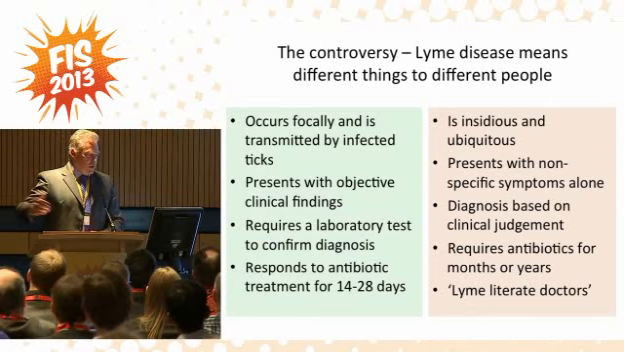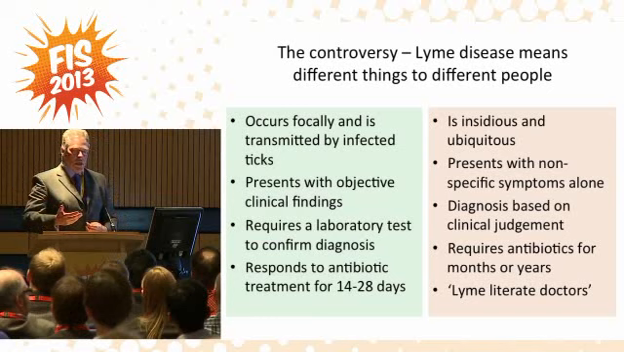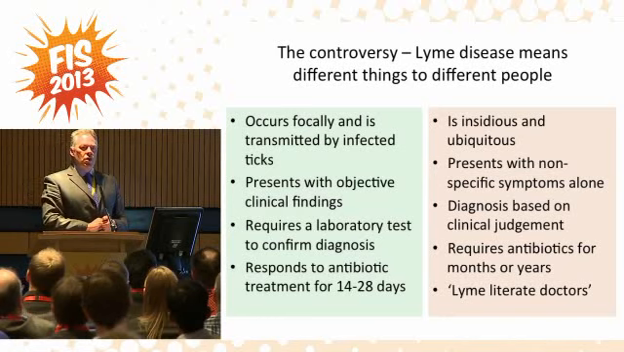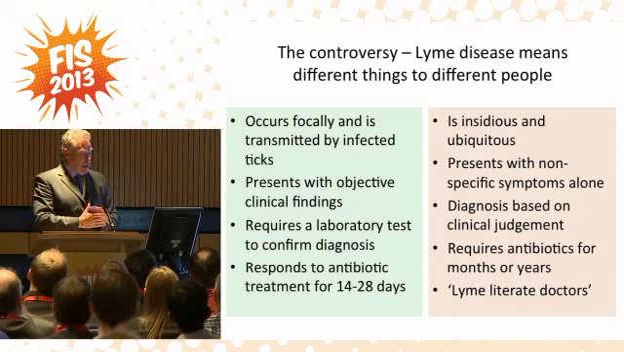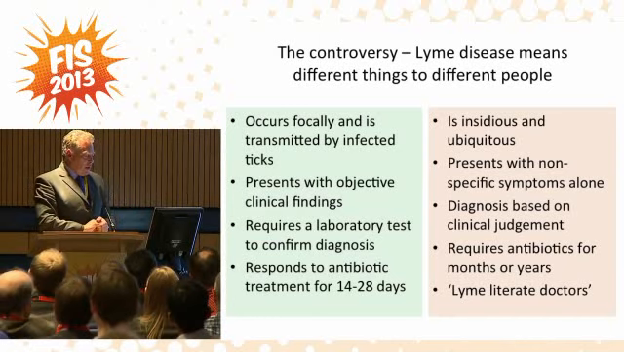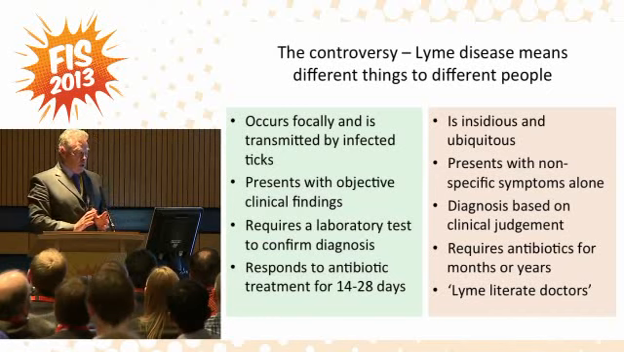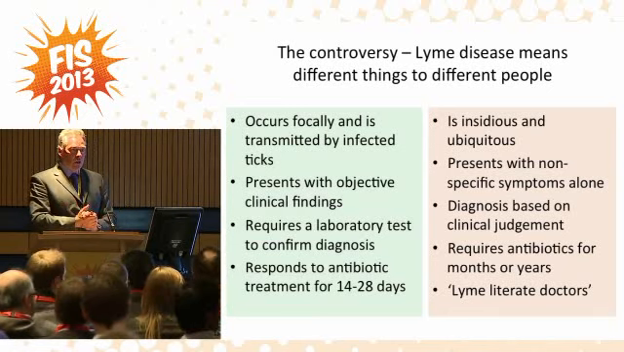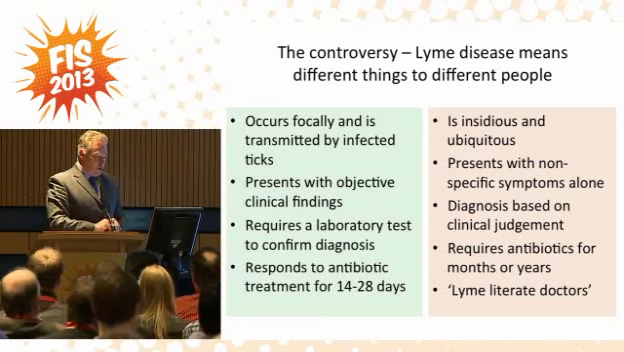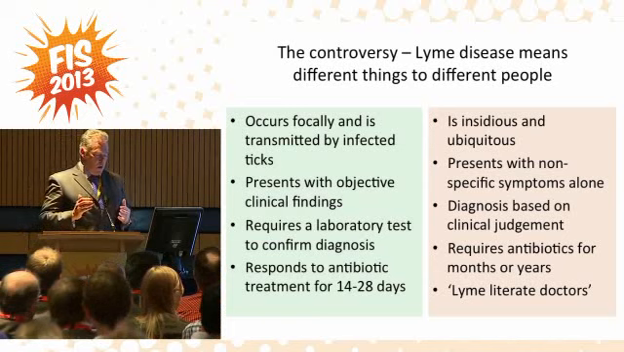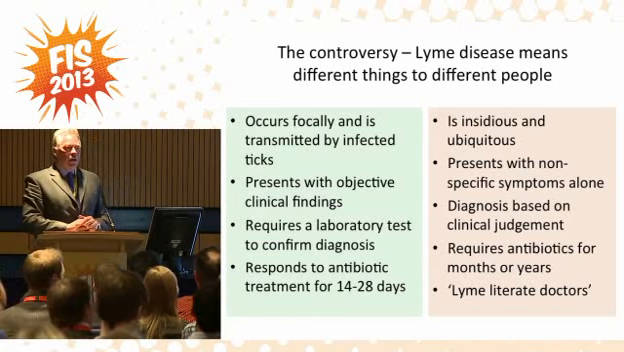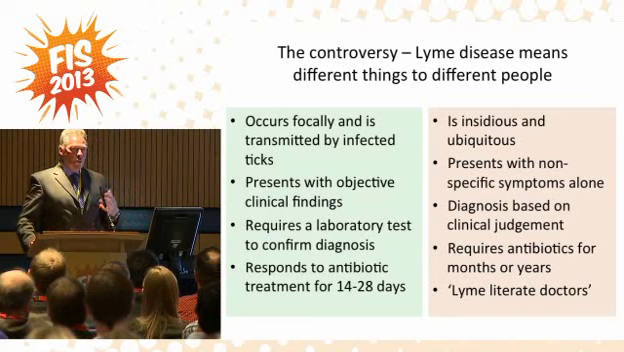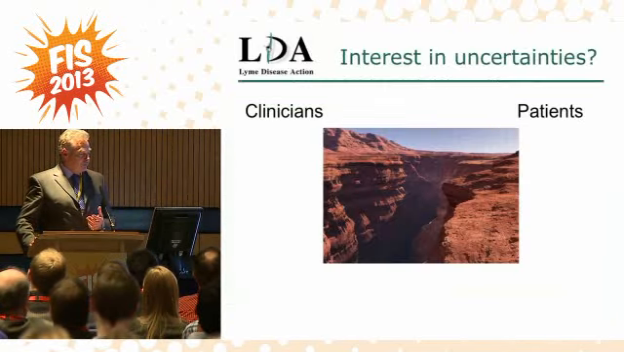But there is another view, the parallel universe view of Lyme disease, which is that this disease is insidious and ubiquitous. It occurs everywhere. It may not even be transmitted by ticks. There are some views that it could be transmitted by other arthropods, and indeed possibly even person to person or vertically from mother to baby. It presents with non-specific symptoms alone and can only be diagnosed on clinical judgment. Laboratory tests are often not positive, not confirmatory. The disease may require months or years of antibiotics to cure and can only be diagnosed and managed by Lyme literate doctors. So this is the parallel universe of Lyme disease, which is a difficult problem to control.